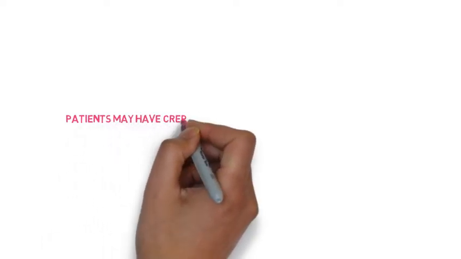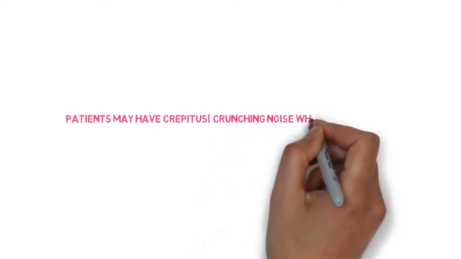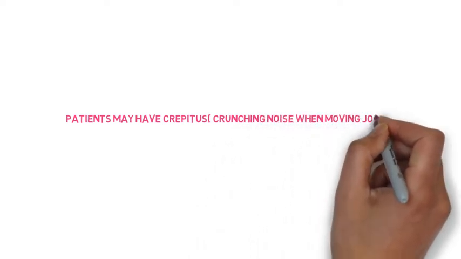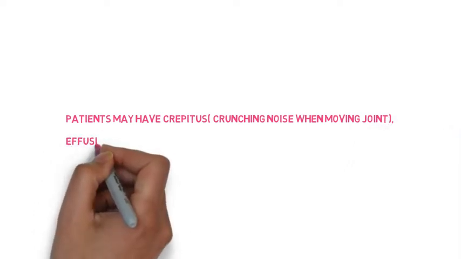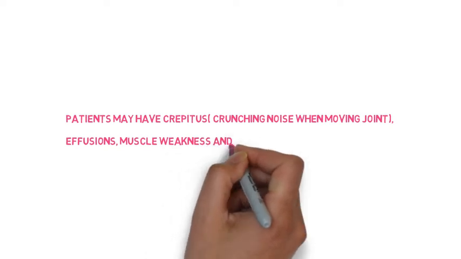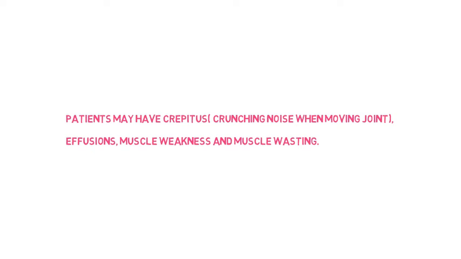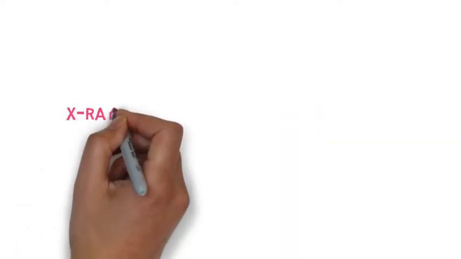Patients with osteoarthritis tend to have crepitus, which is a crunching noise when moving the joint, and that's why in your clinical exams you'll be asked to look, to feel and to move. So when you're moving, say a knee for instance, you might hear a crunching noise, which is crepitus and evidence of osteoarthritis. Patients may have effusions, muscle weakness and muscle wasting.